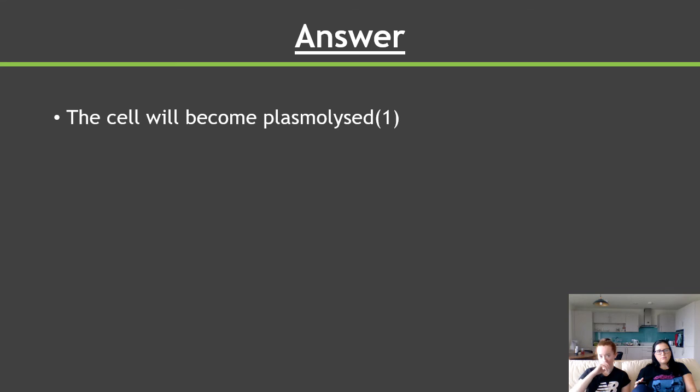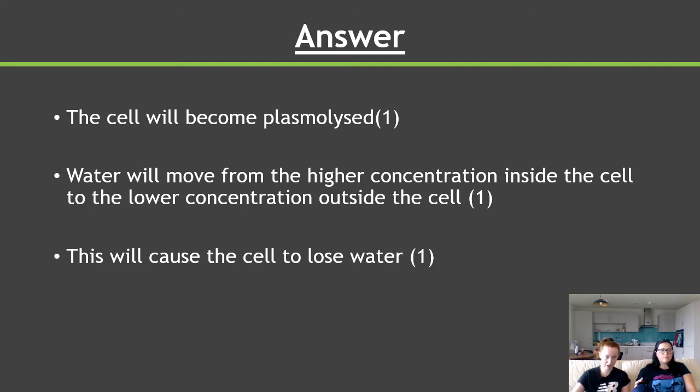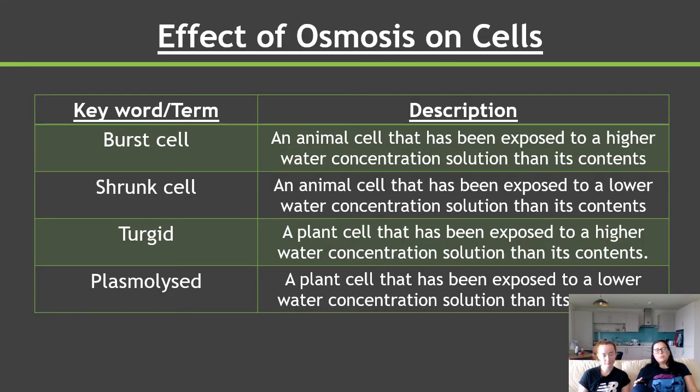So in this case, water is moving out of the cell and it is going to become plasmolysed as it will lose water, when the water is moving from that higher concentration on the inside to the lower concentration on the outside, which is summarized there for you and where you would get marks. Okay, so keywords that we need to know for this.